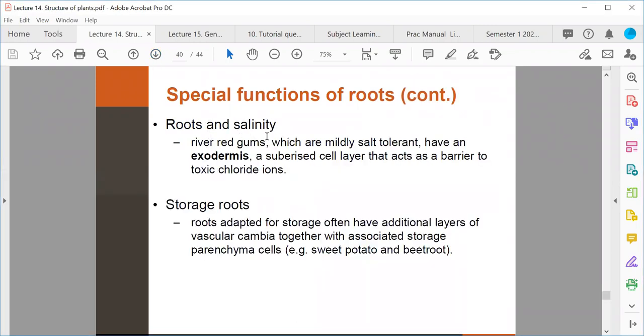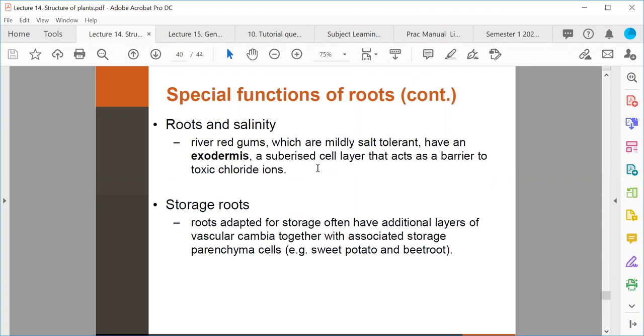What about roots and saline soils? Some plants, such as river red gums, which are mildly salt tolerant, have one of these unique types of dermal tissue that we mentioned at the start of the lecture. This is a layer of cells called exodermis. The exodermis cells are found just below the outer epidermal cells. It's a suberized cell layer, just like those endodermal cells that we saw in the roots, but these ones act as a barrier to toxic chloride ions.